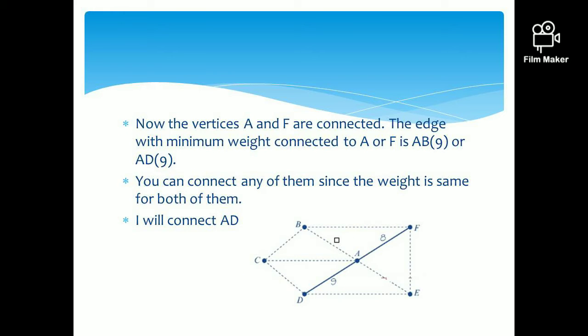Now you can understand that the two vertices A and F are connected. Then see, out of the edges connected to A and F, which is the next edge with minimum weight. From this diagram you can understand that AD has the next minimum weight. Therefore I will connect AD next.